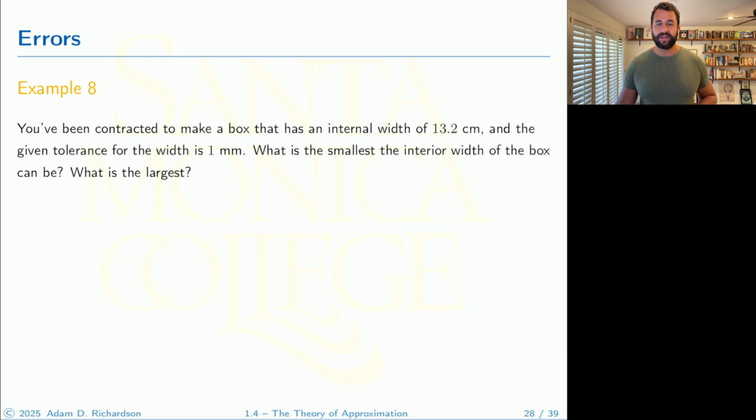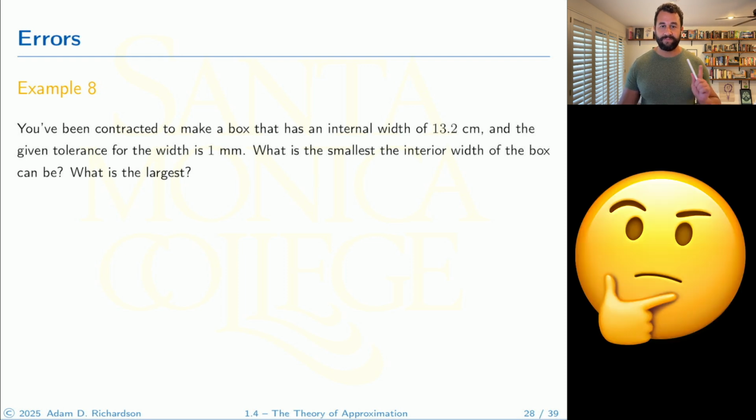Oh, I guess I should say it out loud. Hold on. You've been contracted to make a box that has an internal width of 13.2 centimeters, and the given tolerance for the width is 1 millimeter. You're allowed to be 1 millimeter off. My question to you is, what is the smallest the interior width of the box could be? And what is the largest the interior of the box could be? Okay, now think about it.